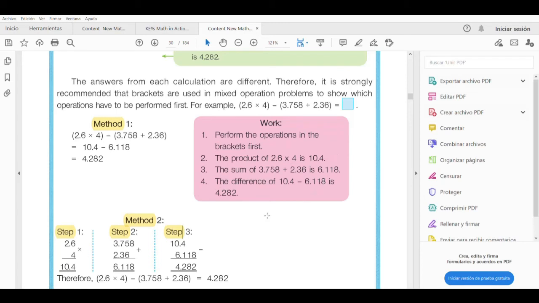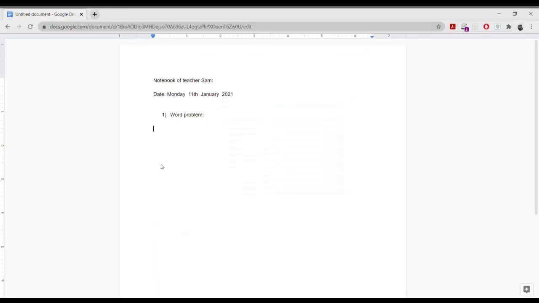And let's write a word problem. So here we are in our notebooks. I hope you have yours, and I want you to write after me. For this word problem, we are going to need an item list too. So first, I want you to write items list.